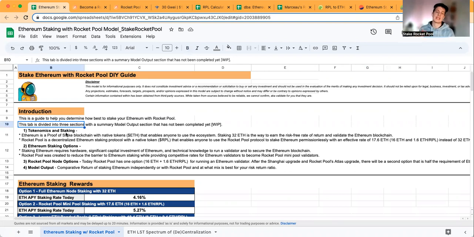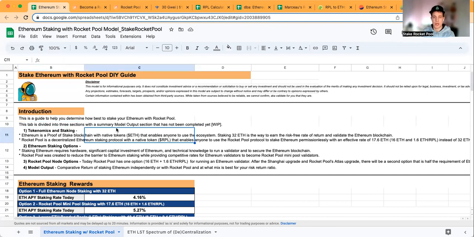At ETH Denver I was talking with a large institutional investor who is looking for a business case template for why to stake with Rocket Pool versus just being an individual solo node operator. I am both a solo node operator and a Rocket Pool node operator.